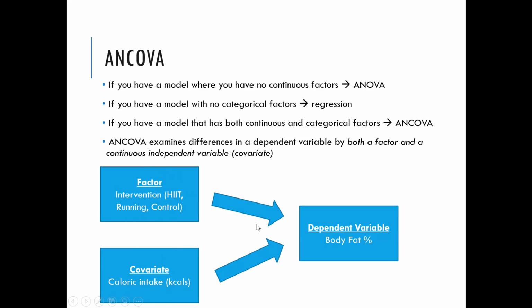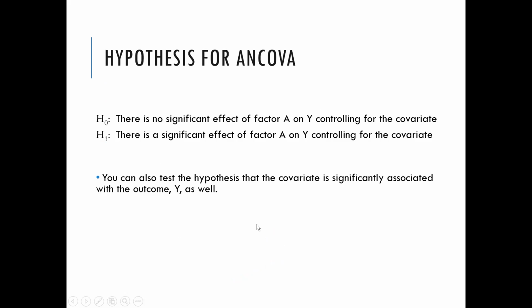So our hypothesis then is that there is no significant effect of factor A. So in that example, it would be one of those exercise interventions on Y, or body fat, controlling for the covariate. And in this case, our covariate is number of calories consumed per day. And then the alternative hypothesis would just be that there is a significant effect of factor A, so the exercise program, on Y, or body fat, controlling for the covariate.